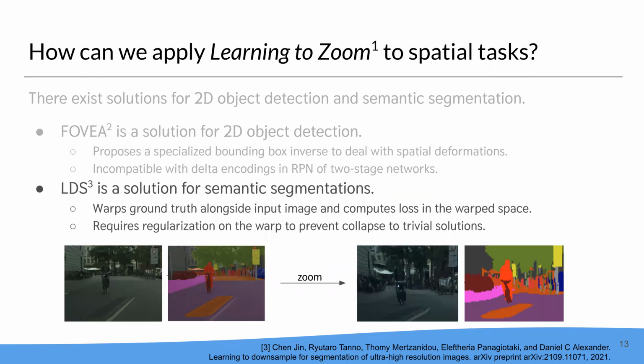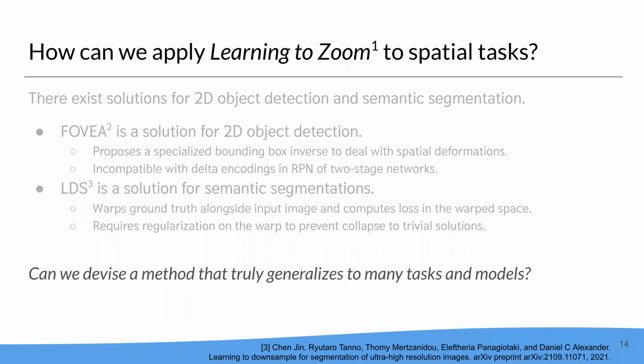For semantic segmentation, there is a work called Learning to Downsample for Segmentation. This uses the same zooming warp to both warp the ground truth label image alongside the input image. Then, losses are computed in the warped space. However, this requires extra regularization on the warp to prevent the model from collapsing to trivial solutions, such as zooming in on easy regions like the sky. Our goal is to devise a method that truly generalizes to many tasks and models. Notice that both previous works avoid explicitly inverting the zoom. This will be key to our framework.